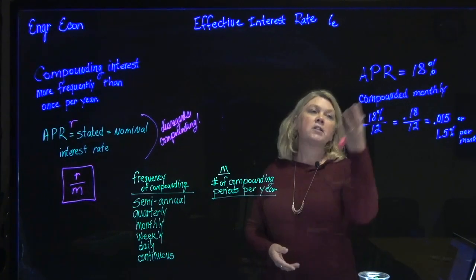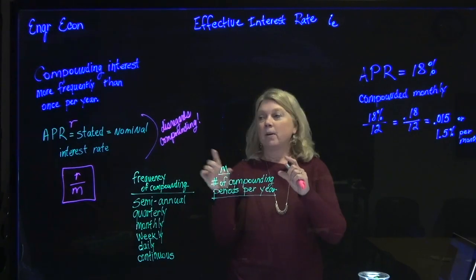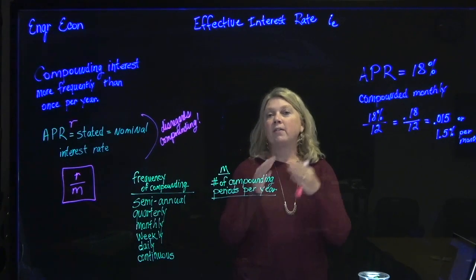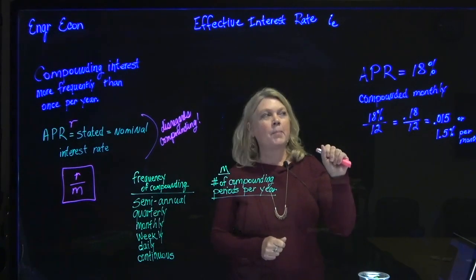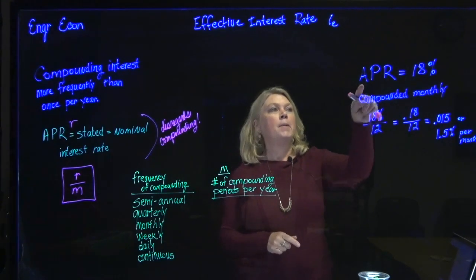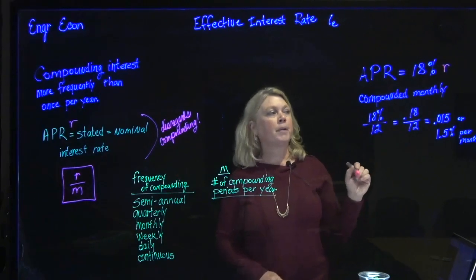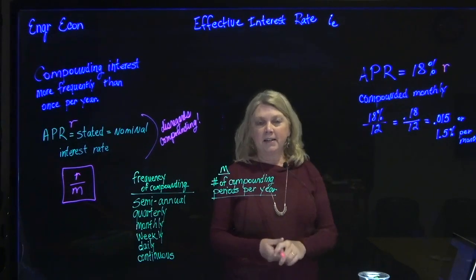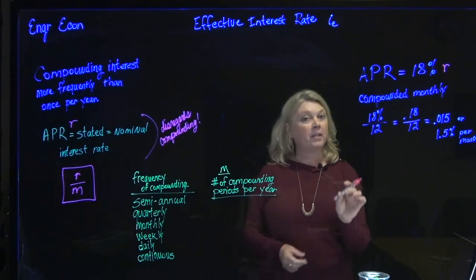So let's look at an example, and then I'll show you how to translate from annual percentage rate, stated or nominal rate, over to an effective interest rate. There's a couple of steps that we need to do. Let's look at a teeny little example so you see kind of what we're doing. APR is 18%. That's our letter, we'll give that an R. And it's compounded monthly. So we can't use it just as the 18%. We need to turn that into an equivalent monthly rate of interest.